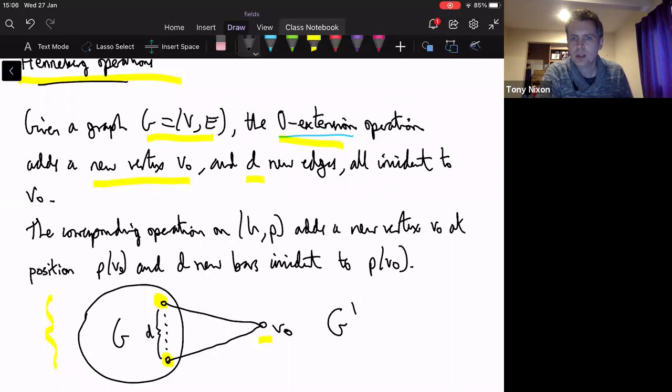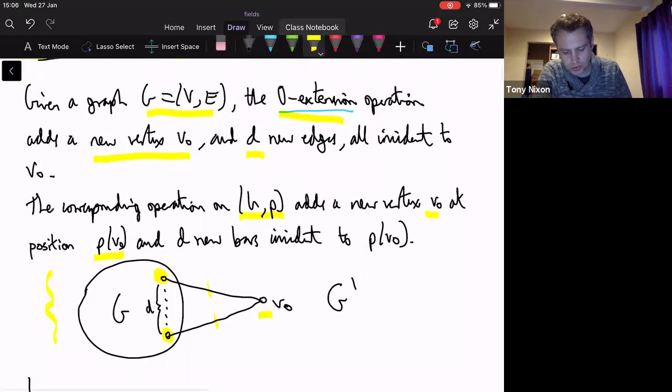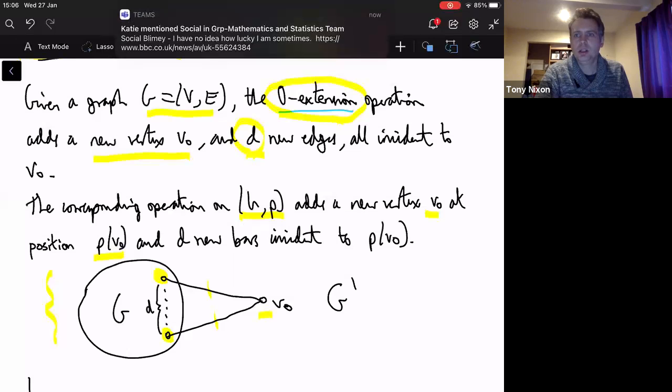Okay, and so the corresponding operation on the framework (G, p) still adds a new vertex v0, but gives it some position, p(v0), and the d new edges are d new bars, but it's just exactly what you would expect. Okay, so this is sort of an elementary operation. I will call it 0 extension, regardless of which dimension it is in. So we will have to keep in our minds the dimension d, because that's obviously important for how many edges we put in.